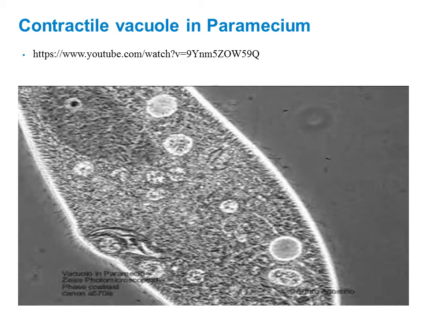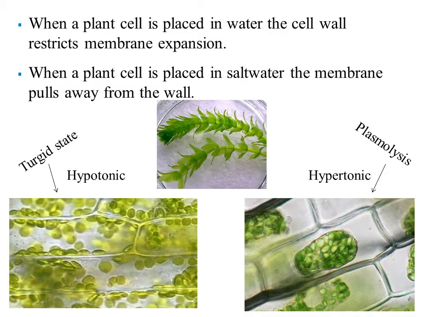On this slide, I have a YouTube video of this. When a plant cell is placed in water, the cell wall restricts membrane expansion. When a plant cell is placed in salt water, the membrane pulls away from the wall. So now we're going to look at a plant cell and how the concentration of salt affects the plant cell.